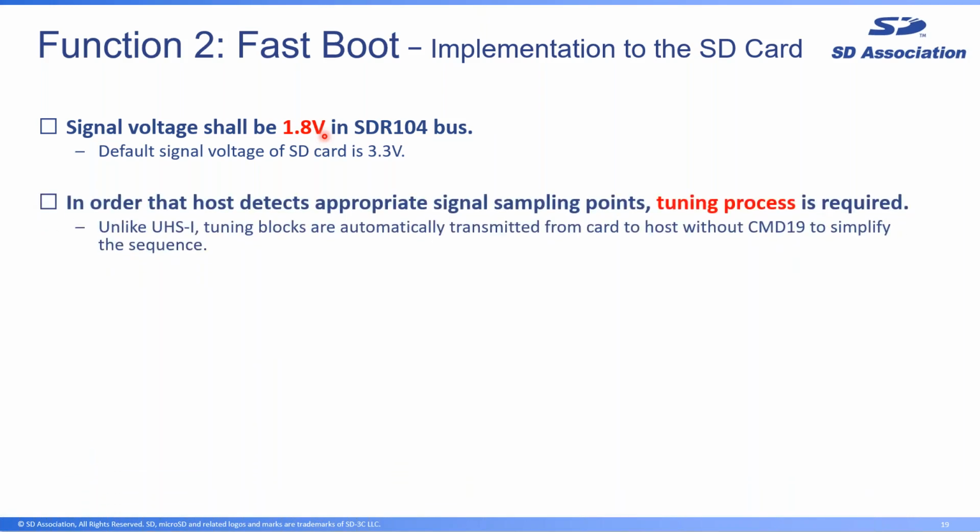The second point is the tuning process. Since the SD card is removable, the host needs to detect the appropriate signal sampling point every time because it varies according to the combination of host and card or temperature. In addition, though the tuning process itself has been introduced in the UHS specification, it requires the command, command 19, to obtain one tuning block. The tuning process in fast boot should be executed without commands to simplify the specification.